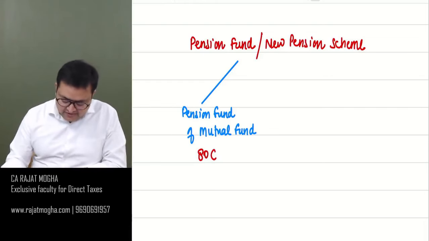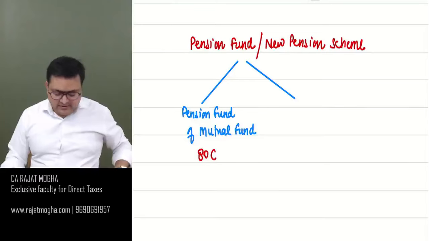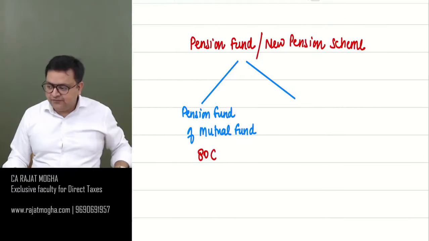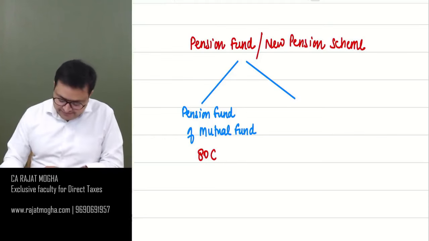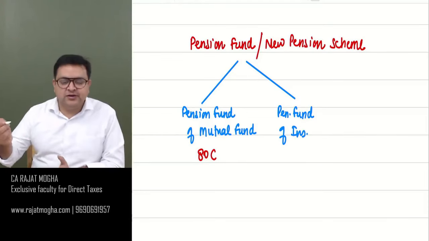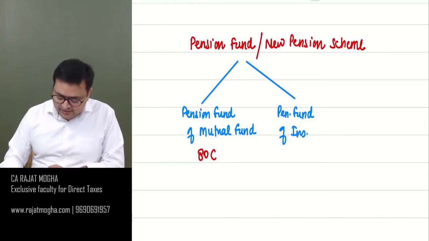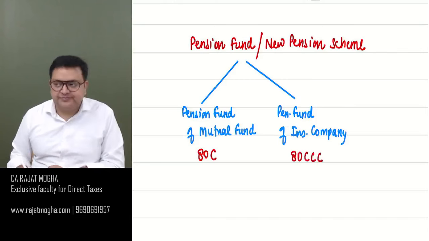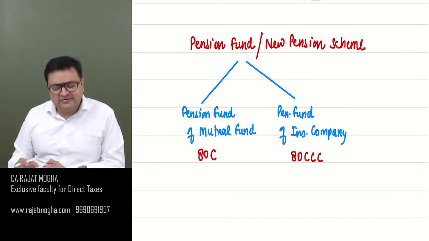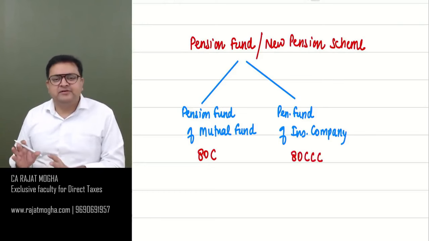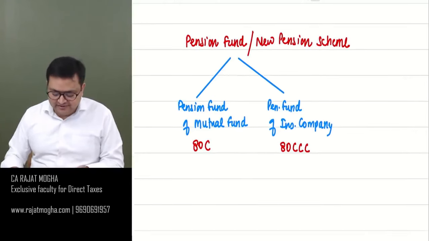If it is a pension fund, although this point is not that important, but still you should not be confused regarding it. If it is a pension fund of insurance companies, there are so many insurance companies also who give such type of facility to us, then it is allowed under 80CCC. 80CCC is a very, very small section only related to pension fund of insurance policies, insurance companies.